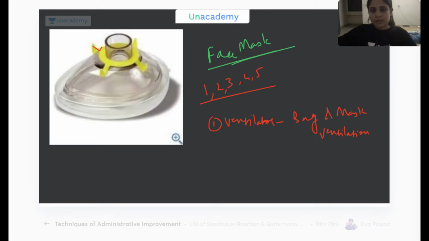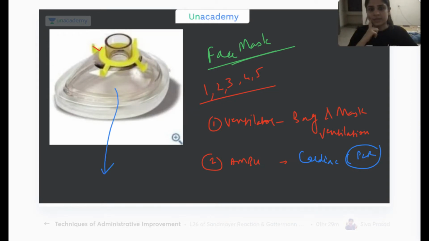Now, the second thing is you can connect it to an ambu bag. If you are connecting it to an ambu bag, what is the situation in which we will be using this face mask? We will be using this in a cardiac arrest, correct? So when you're giving CPR in a cardiac arrest, we can connect it to an ambu and we can ventilate the patient. Now I will ask you a question. What is the significance of this face mask material being transparent in nature? Is there any reason why this face mask material is transparent? Any specific reason for it?